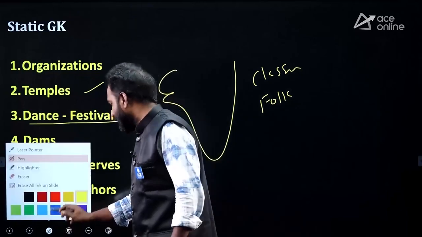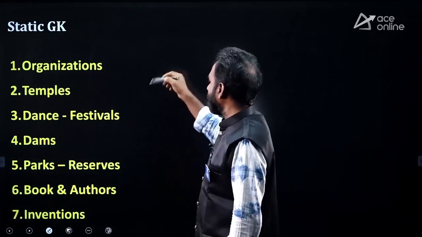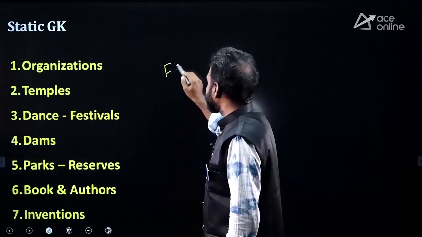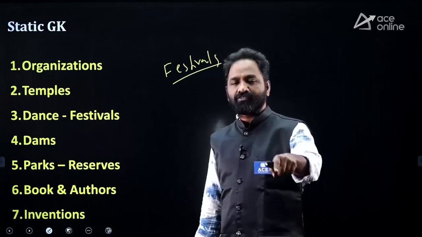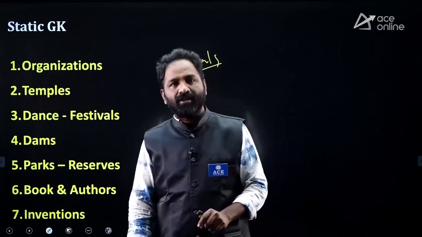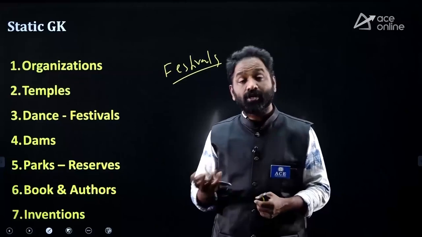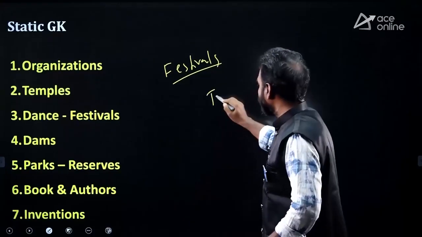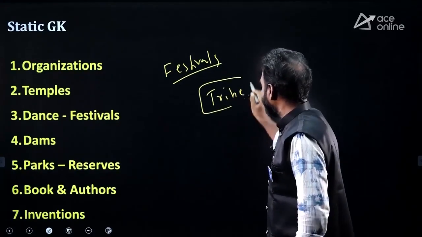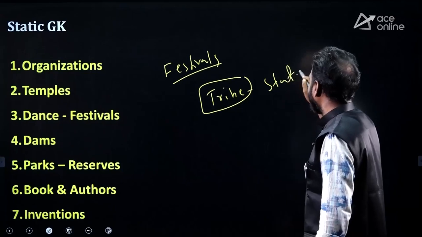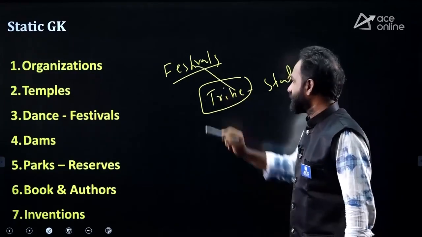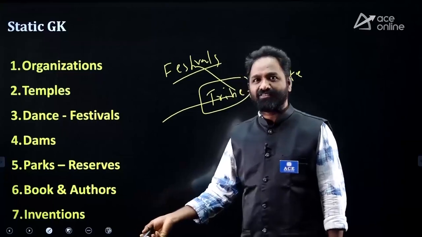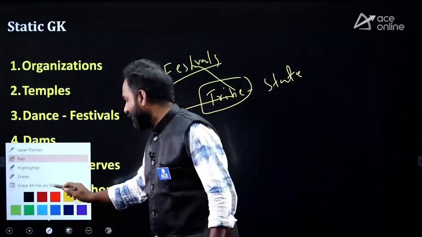And along with dance, you have to have an idea about the festivals also. They're asking questions about festivals. They will give you a festival name, and you have to identify the state. Sometimes they'll give you a tribe name also. You have to identify the associated state. Tribe name, state. Tribe name, festival. Tribe name, dance. So you should have clarity.